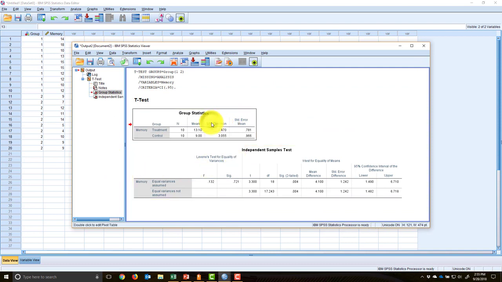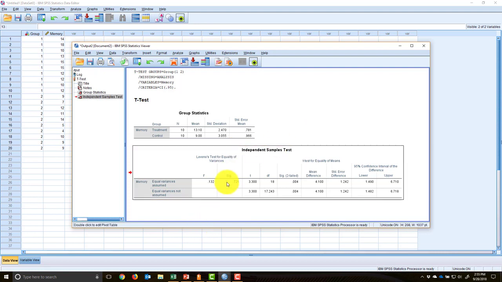So at the top, I've got my descriptive statistics, and you can see that I've got 10 people in each group, 10 in my treatment group, 10 in my control group. The mean is 13.1 and 9. Those numbers should look familiar. And you can also see that I've got the standard deviation calculated. That helps us to determine the variance, remember, and the standard error of the mean calculated. Now, we aren't going to need to use those because SPSS is going to do all of the calculations for us.